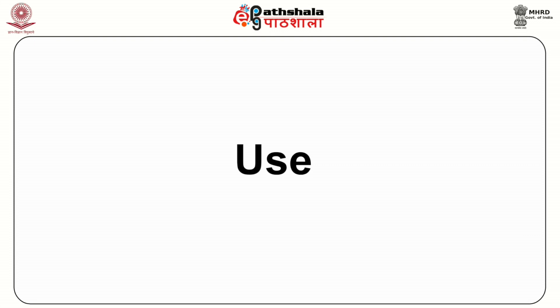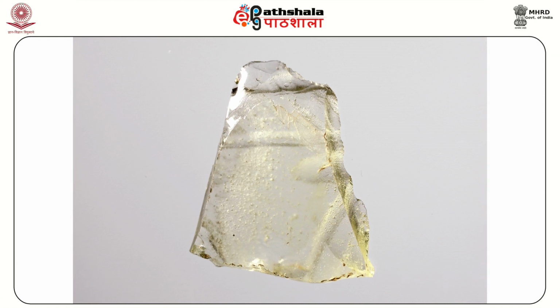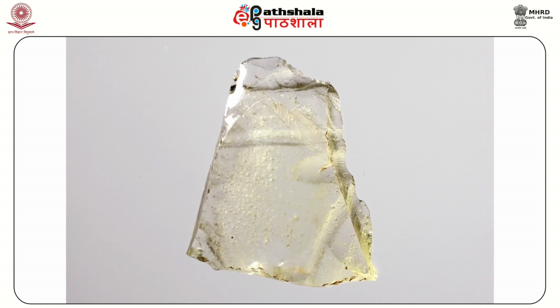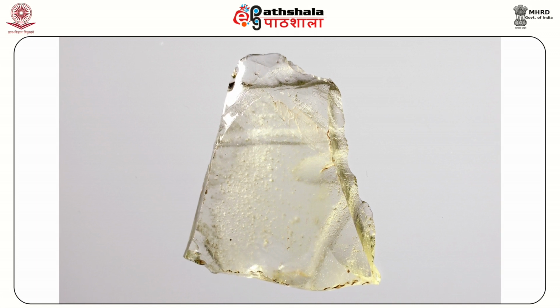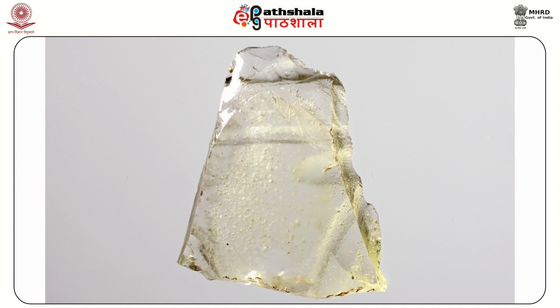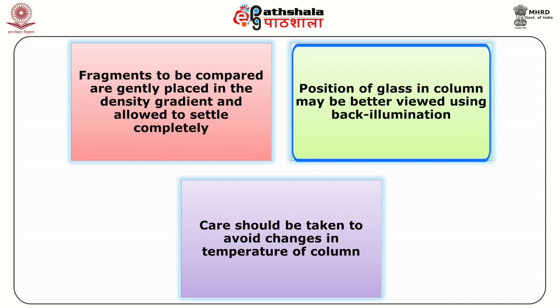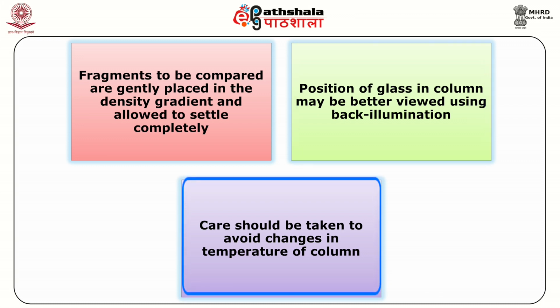Use. The fragments should be properly documented prior to their addition into the density gradient column so as to facilitate identification when they are recovered from the gradient. The fragments to be compared are gently placed in the density gradient and allowed to settle completely. The position of the glass in the column may be better viewed using back illumination. Care should be taken to avoid changes in the temperature of the column.